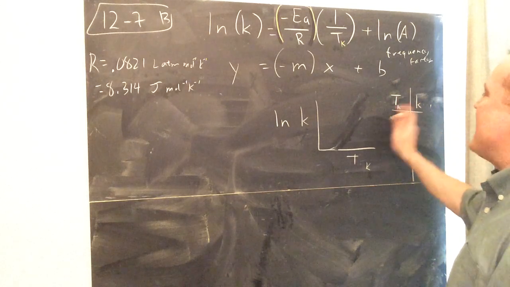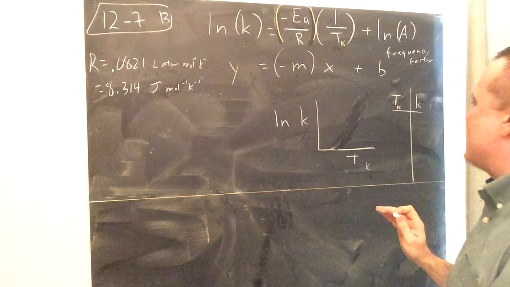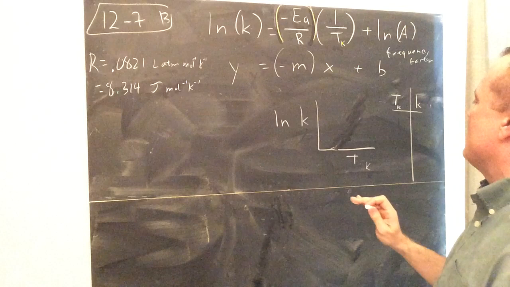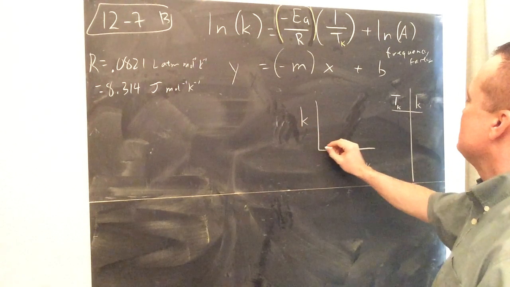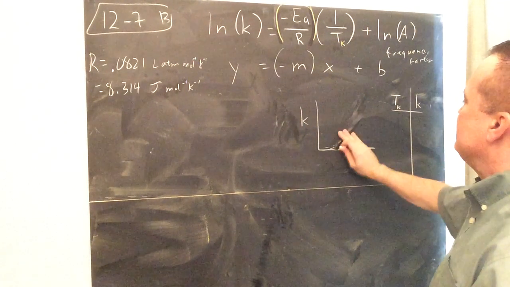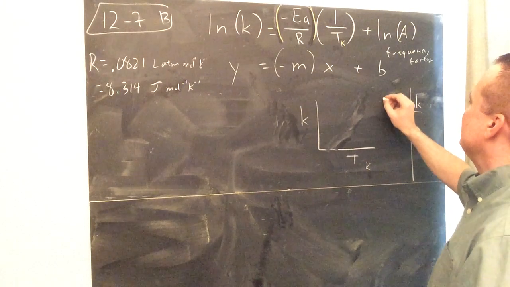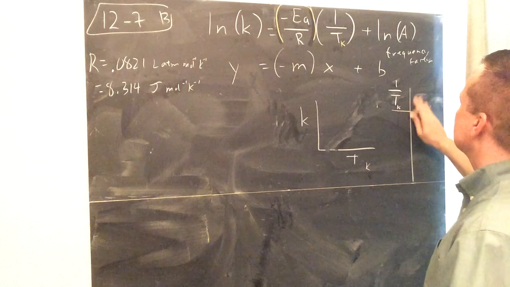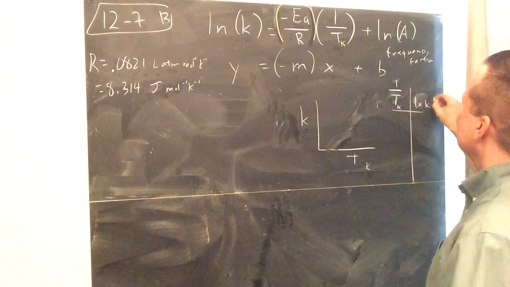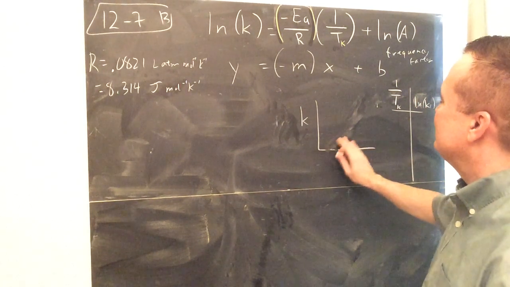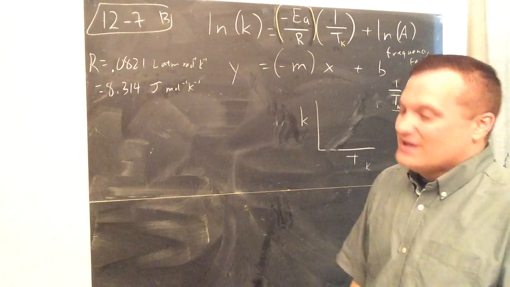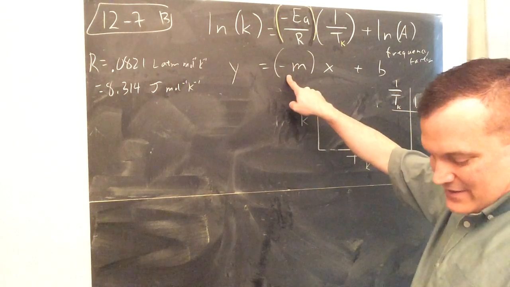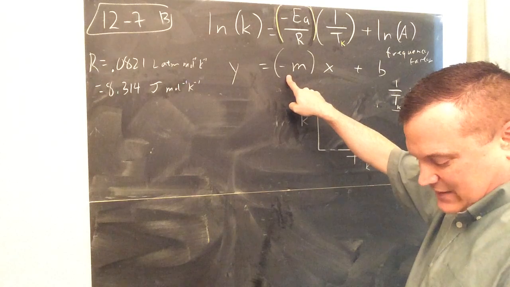If I graph that, I'm not going to see anything. I'll just have the way I showed you a moment ago. K versus temperature is going to give you that curve, okay? But if you take the inverse of temperature and the natural log of K, guess what happens? You get a straight line, but with a negative slope. And that negative gives it away right there.